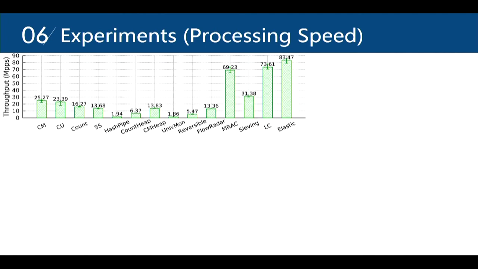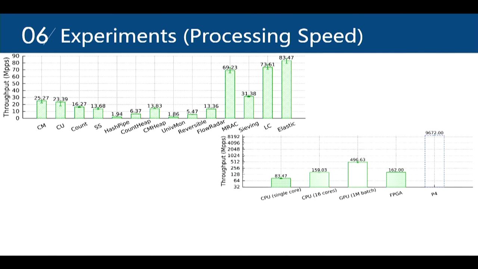This is the results for processing speed on CPU platforms. Elastic achieves the fastest speed, followed by MRAC and FCM. MRAC can only be used for estimating the flow size distribution, and FCM can only be used for estimating the number of flows, also known as cardinality, where our sketch can process all the six measurement tasks.